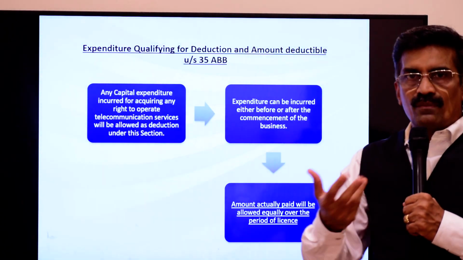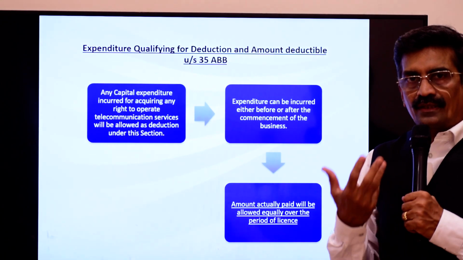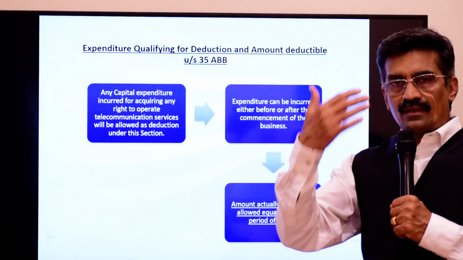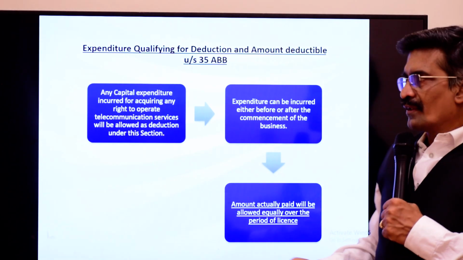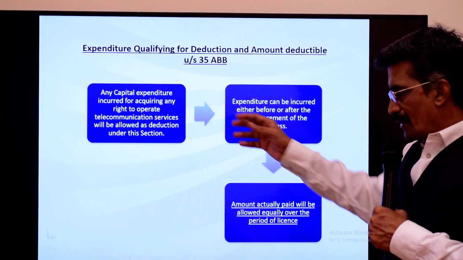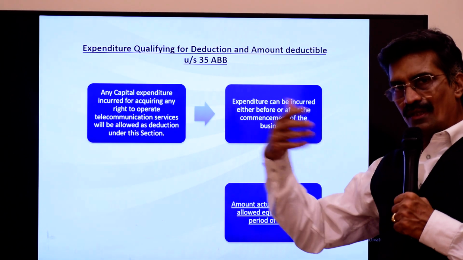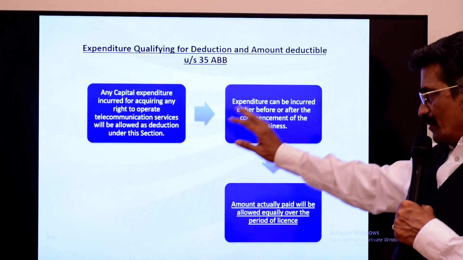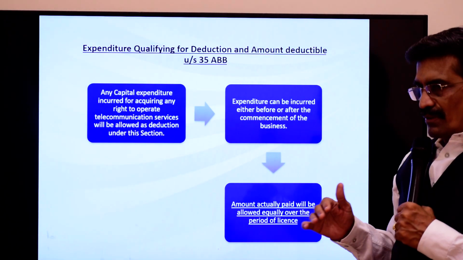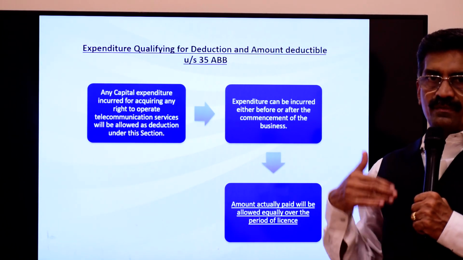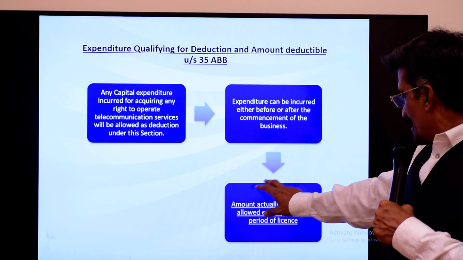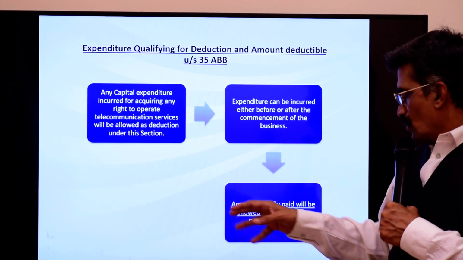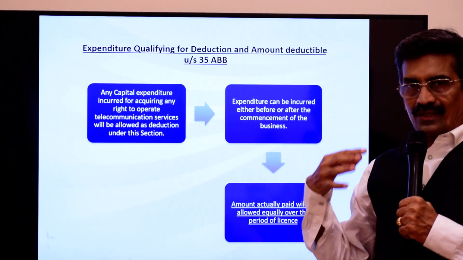Now I first apply for 2 circles. I get the license for 2 circles, start running the business. After that, I want to expand to pan India. So therefore, the expenditure you can incur initially for a few circles, then you can extend for all the telecom circles. That is what the section says. The expenditure can be incurred either before or after the commencement of business also. Then the last but not least, amount actually paid will be allowed over the period of license. That's what is interesting there.